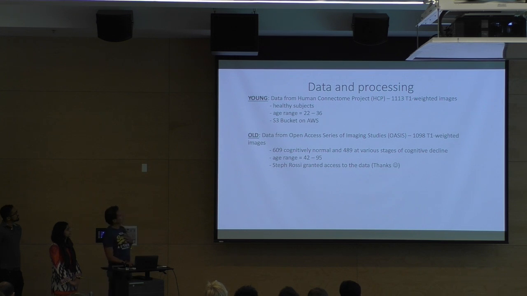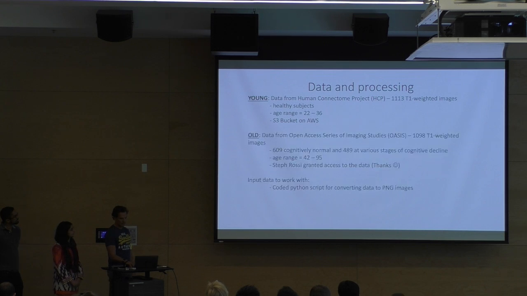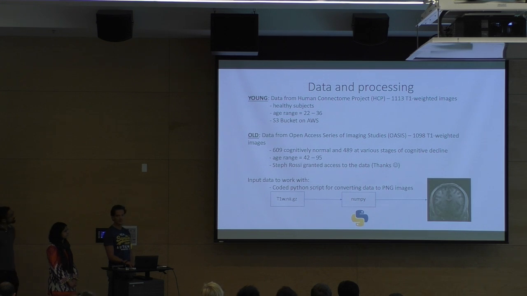And for the old data set, we used data from the Oasis project, also more than 1,000 T1 weighted images. Some are cognitively normal, and some show some cognitive decline. Age range is between 42 and 95. Thanks to Steph Rossi for granting us access to that data set. So for the input data, we made some Python scripts for converting NIfTI files to PNG images. That's it.